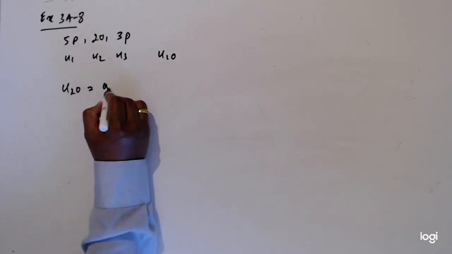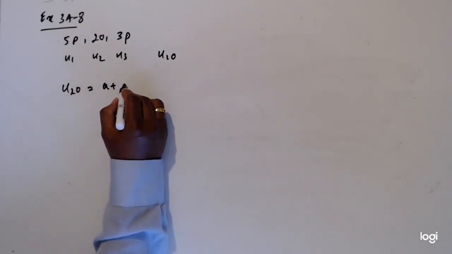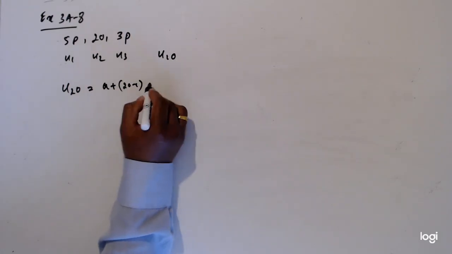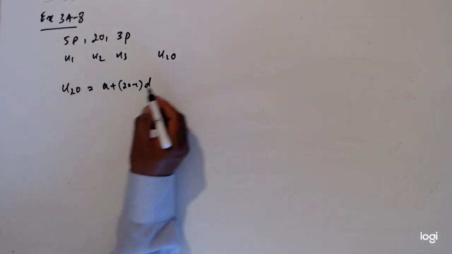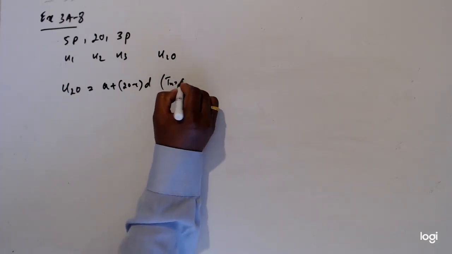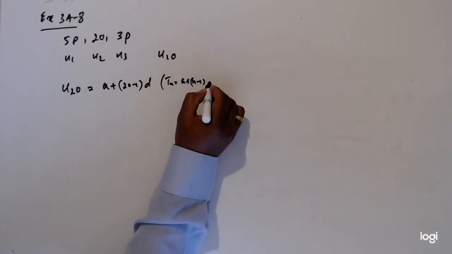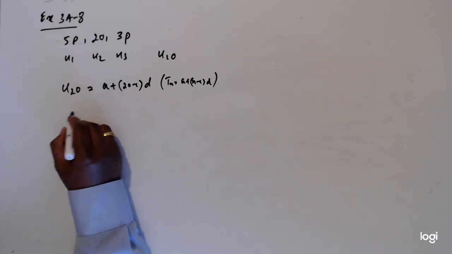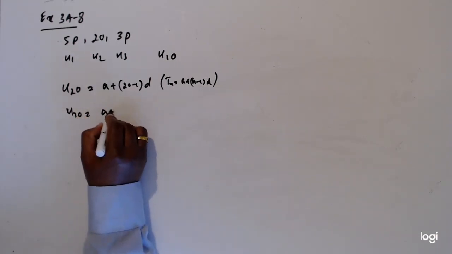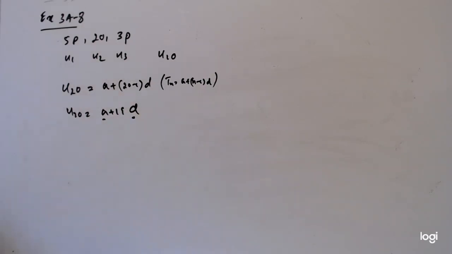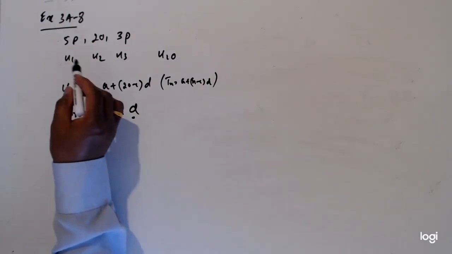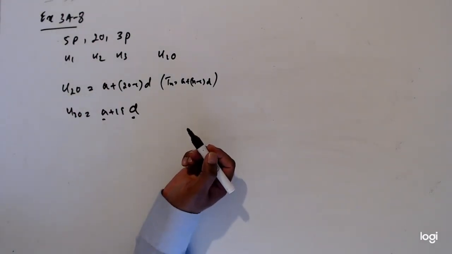u20 means first term plus 20 minus 1 times d. We have to write the nth term tn equals a plus n minus 1 d. From here, u20 equals a plus 19d. Now you need to know a and d. Do you know a? a is 5p now, but we have to find p.